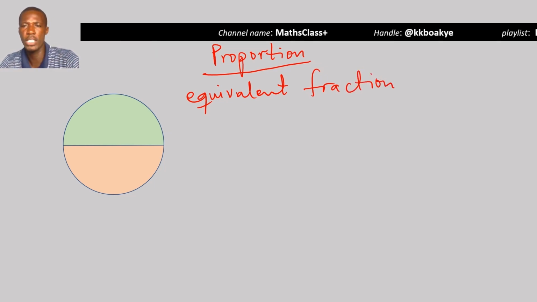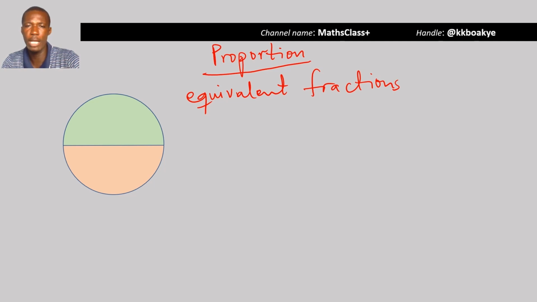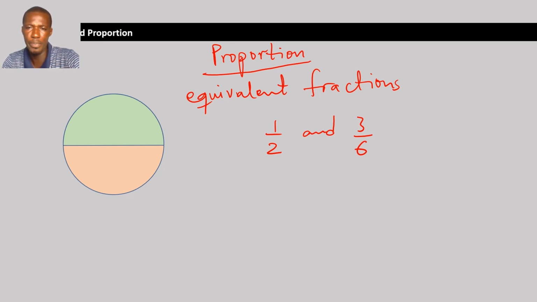Now, when two fractions have the same value but appear with different figures, we say they are equivalent. For instance, if I have 1/2 and 3/6, these two fractions are equivalent. The reason is they are both representing half.